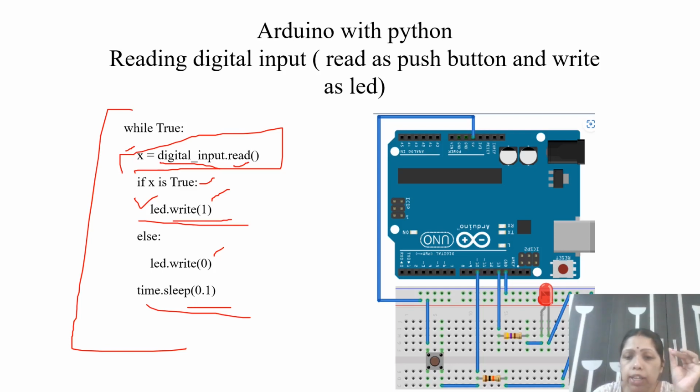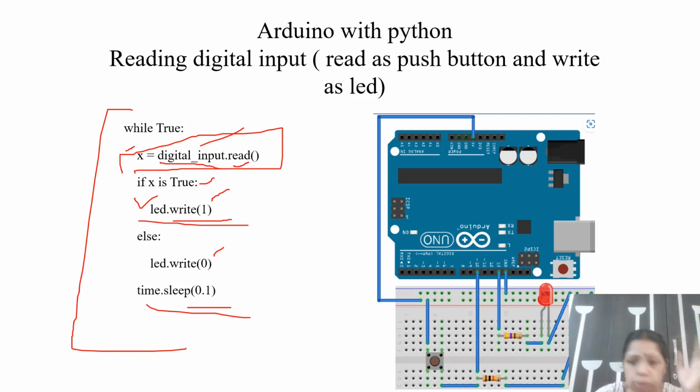Again I am repeating: you can see the LED is connected with one digital pin, and the push button is also connected with another digital pin. Whatever push button is connected with a digital pin, I have already configured under the digital input variable. If you want to read this data, we can store it in the X variable. And in the LED variable, you have to store the LED pin configuration. Then you need to send logic 1 and logic 0 through the LED variable by using the write function.